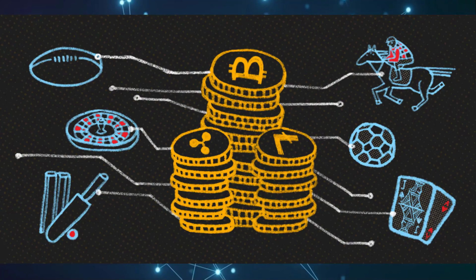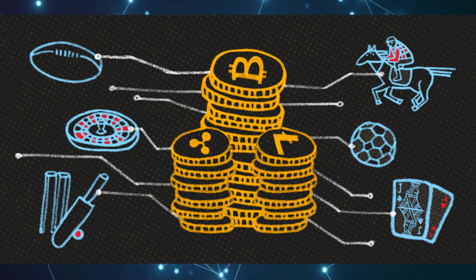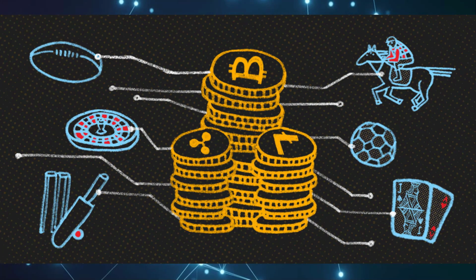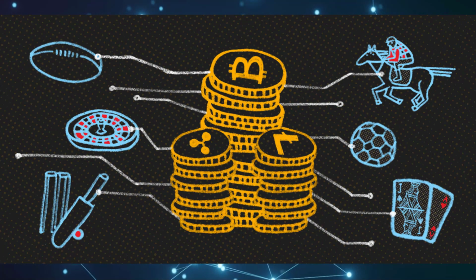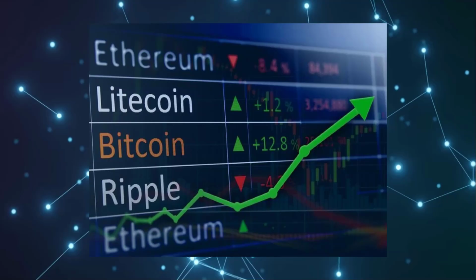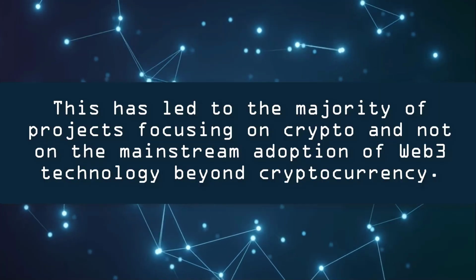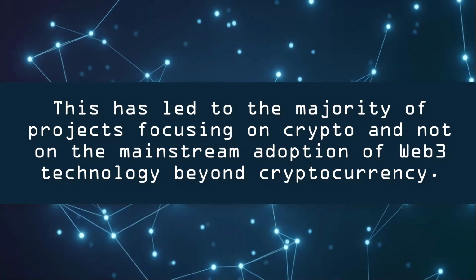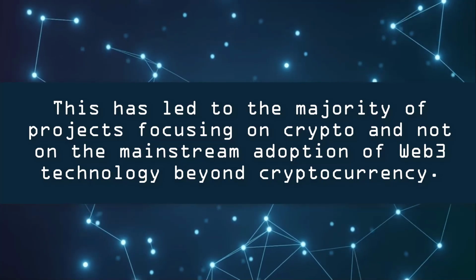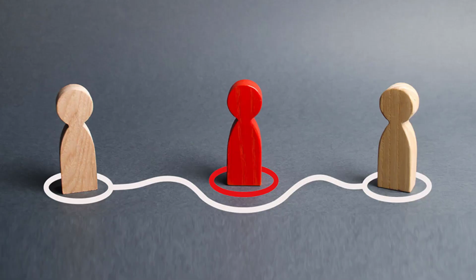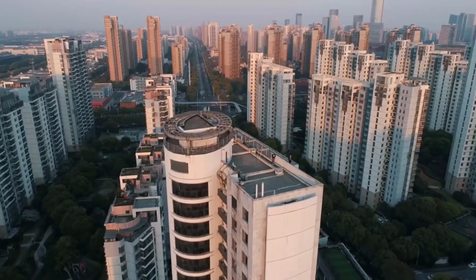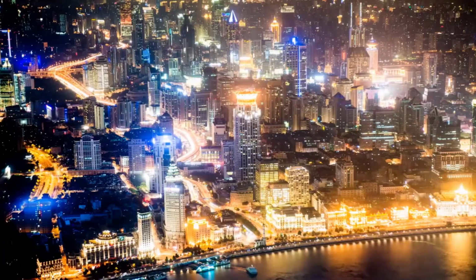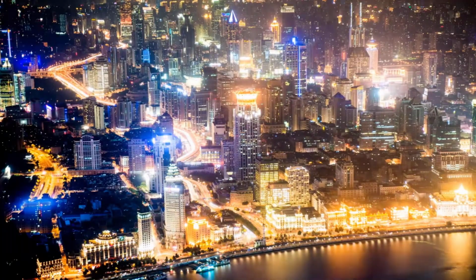However, the adoption of Web 3.0 has so far been driven by crypto-related use cases. This is because the majority of Web 3 protocols rely heavily on initial use cases of cryptocurrencies. This has led to the majority of projects focusing on crypto and not on the mainstream adoption of Web 3 technology beyond cryptocurrency. The thing is, decentralized technologies can be used to eliminate value-capturing middlemen, and this could be a boon for the different new economies that have appeared in the 21st century.